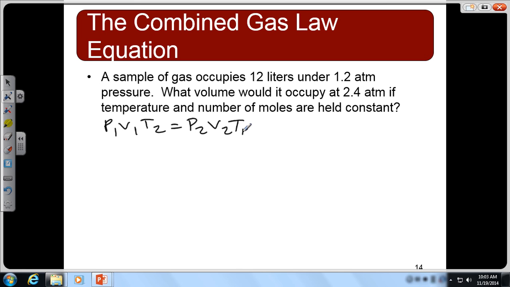Okay, so what does Boyle's law say? If we double the pressure, what's going to happen to the volume? It's going to decrease, and it's in fact going to decrease by half. Okay, so I can already tell you the answer is going to be 6 because we have 12 liters. You double the pressure, you decrease the volume.